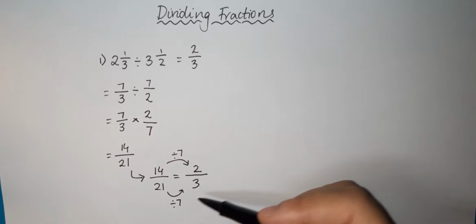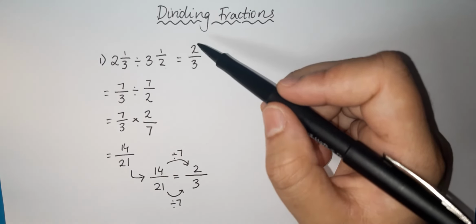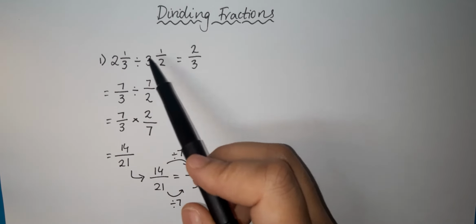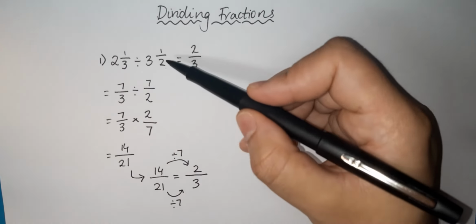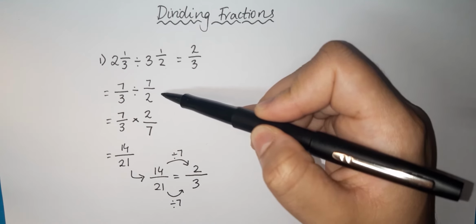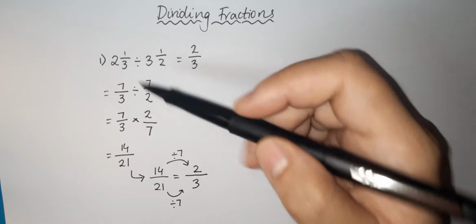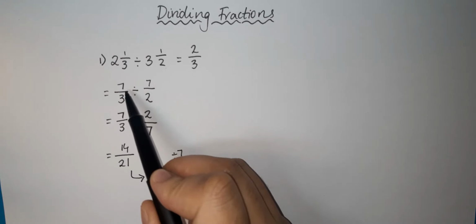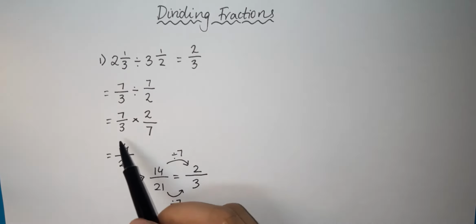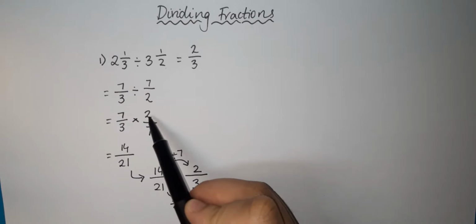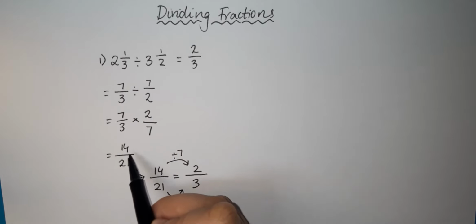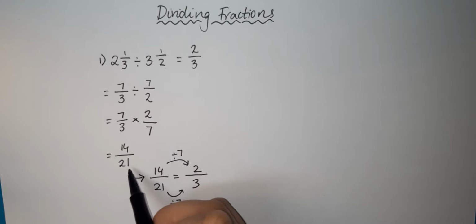So let's go back through it. If the question says simplify or find 2 1/3 divided by 3 1/2, the first thing we need to do is change it to look like improper fractions, because they're much easier to work with. And then we change the sign to multiplication, and we flip the fraction. So it would be 7/3 multiplied by 2/7. When we multiply, we do 7 times 2, which is 14, and we do 3 times 7, which is 21.